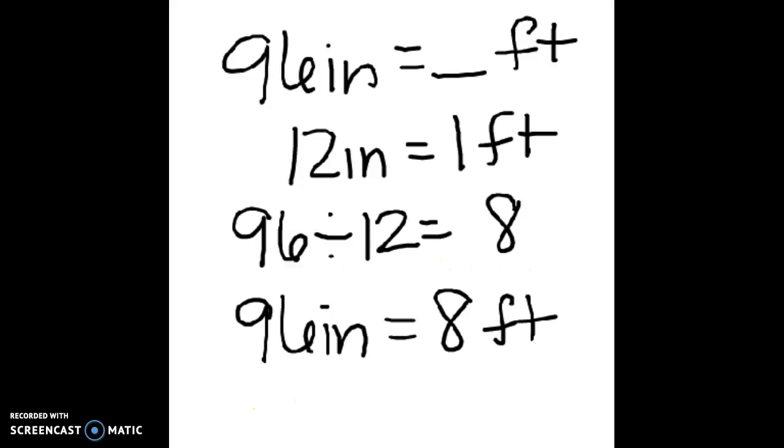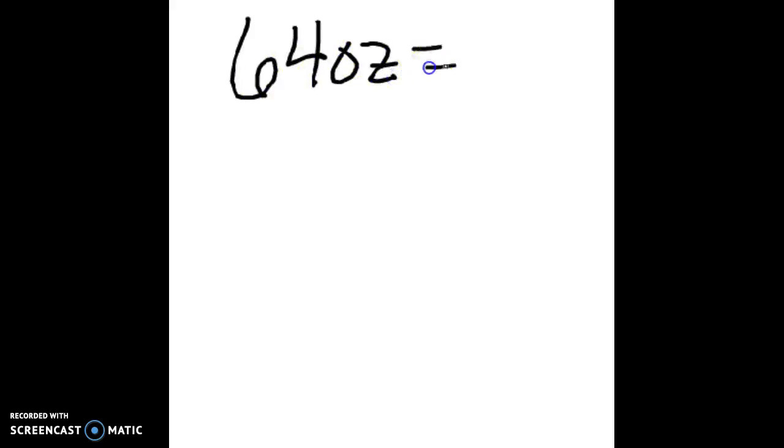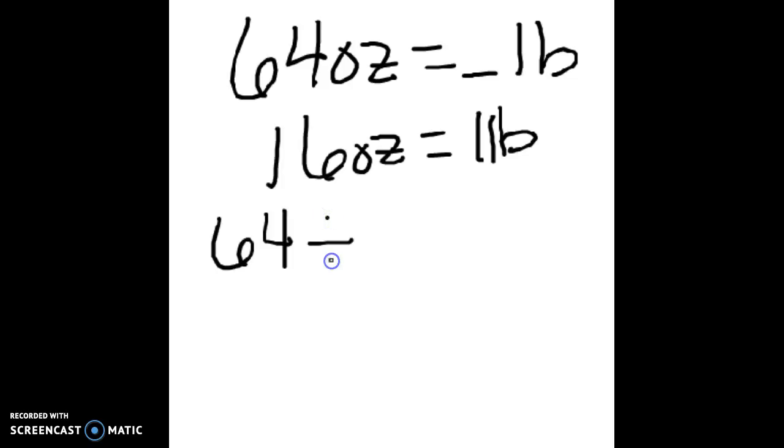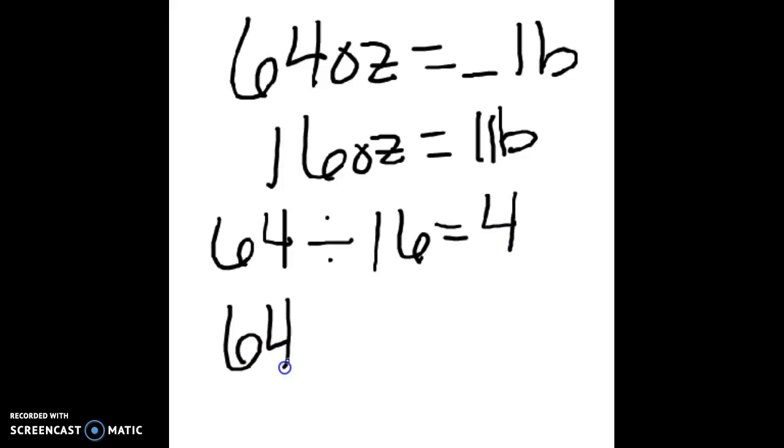All right, we can use the same concept with other measurements. So, for example, if I have 64 ounces, and I want to know how many pounds that is? Well, we know that there are 16 ounces in 1 pound. So if I take the number of ounces I'm given, which is 64, and divide it by the number of ounces in 1 pound, which is 16, I should get the number of pounds in 64 ounces. 64 divided by 16 is 4. So 64 ounces is the same as 4 pounds.